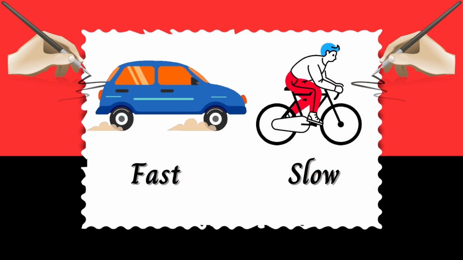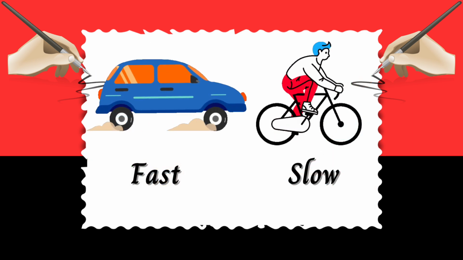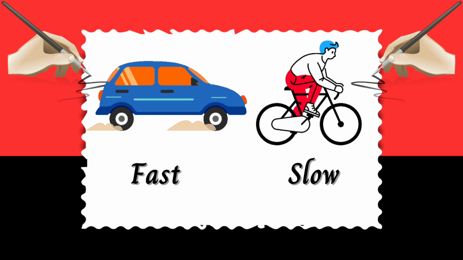10. Fast and slow. Fast means moving quickly. Slow means moving at a low speed. Example, the car was fast but the bicycle was slow.